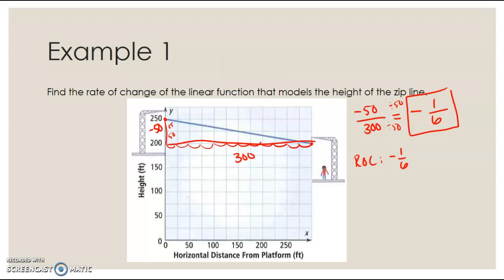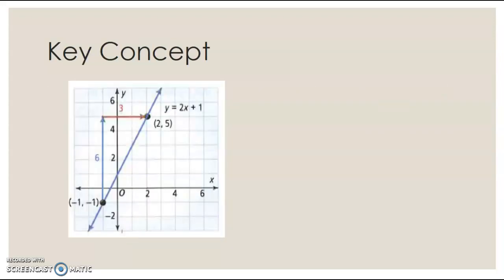Okay? You could, in a problem like this, also find your points. This would be 0, 250. And this one would be 300, 200. And do your subtraction to find your rate of change. It's really whatever you are most comfortable with. So our next concept is just that, using y minus y over x minus x to find our rate of change.